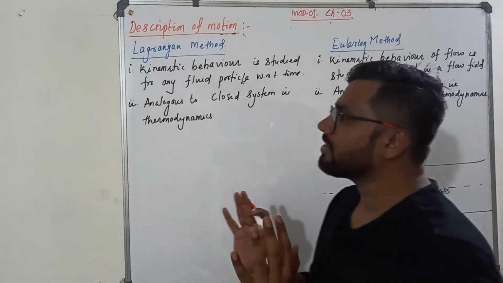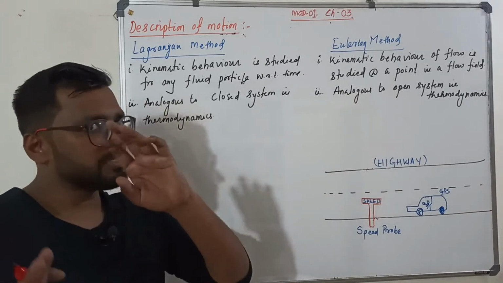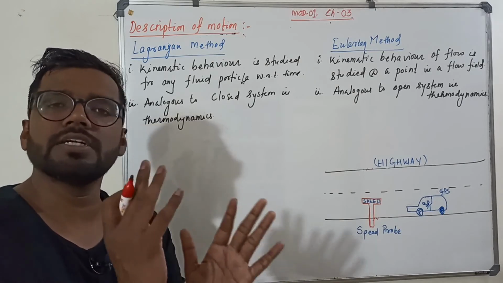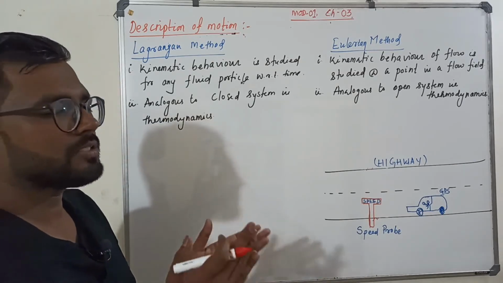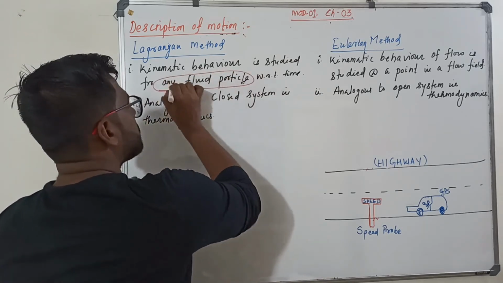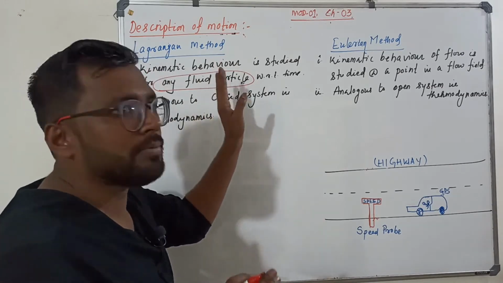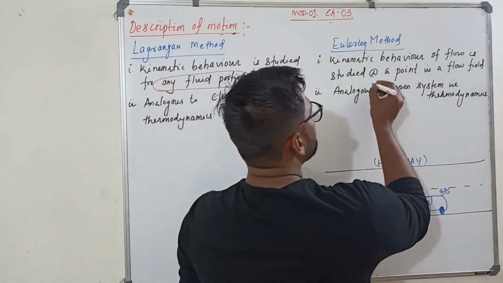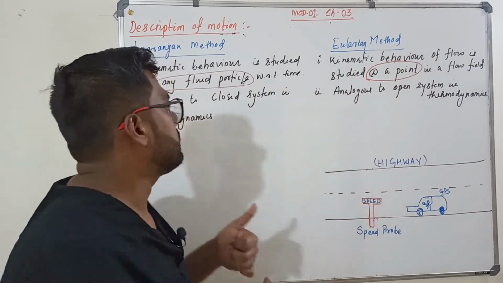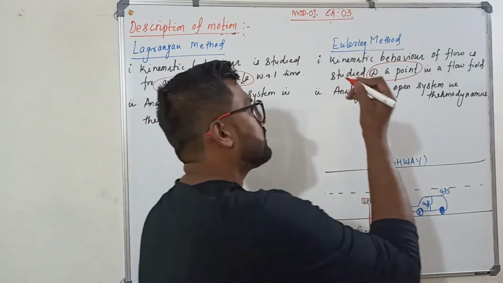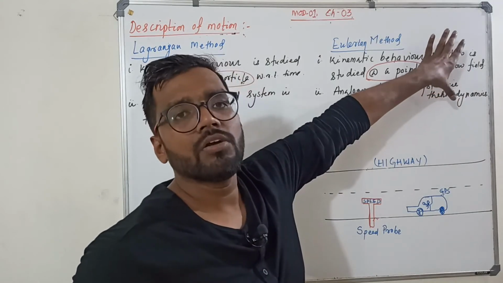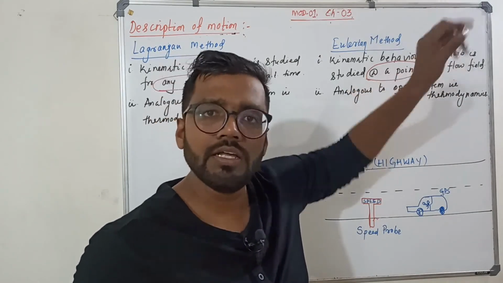Now in conclusion, for your Lagrangian method and Eulerian method, remember: in the Lagrangian method, the kinetic behavior, that is pressure, velocity, acceleration, density, etc., is studied for any fluid particle with respect to time. It's for a fluid particle, whereas in the Eulerian method the kinetic behavior is studied at a point in a flow field. The Lagrangian represents a closed system; the Eulerian represents an open system. The Eulerian method is widely accepted and widely used.